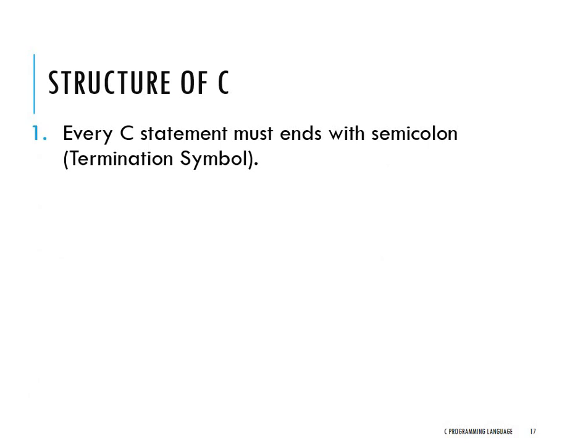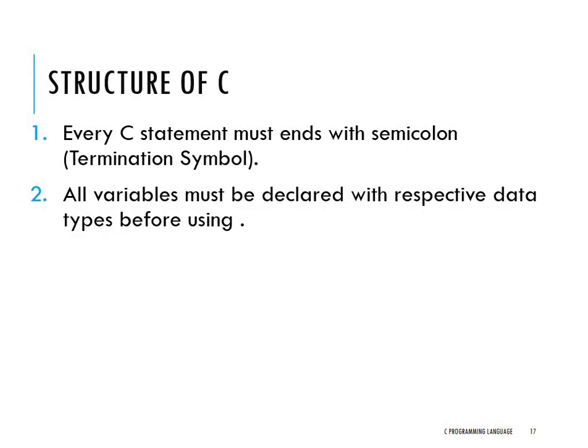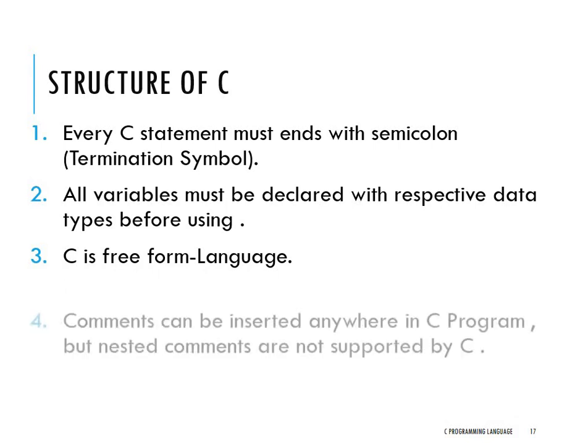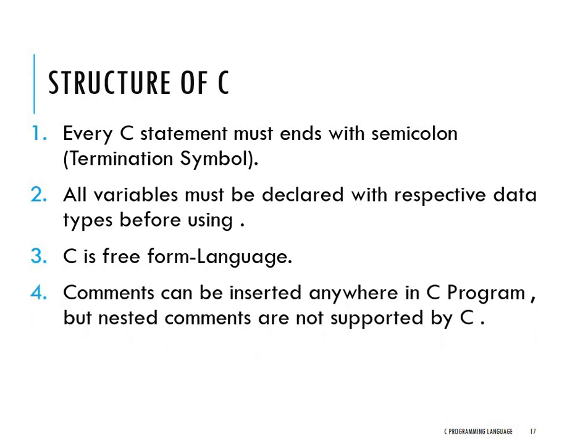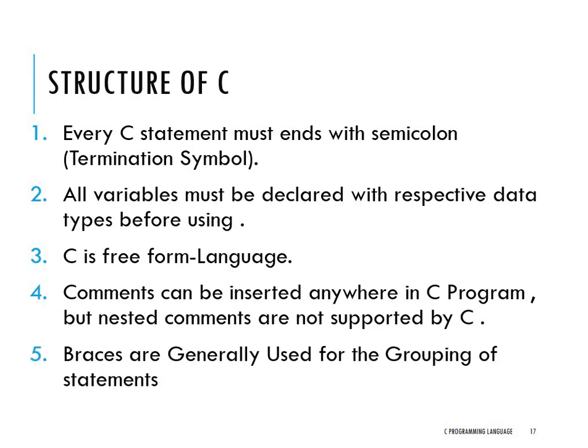Every C statement must end with a semicolon, which is called the termination symbol. All the variables must be declared with their respective data types before use. C is a free-form language, so comments can be inserted anywhere in a C program, but nested comments are not supported by C. Comments are used to understand a program. The comment lines give information about the program, but those lines are ignored by the compiler. Braces are generally used for grouping statements.